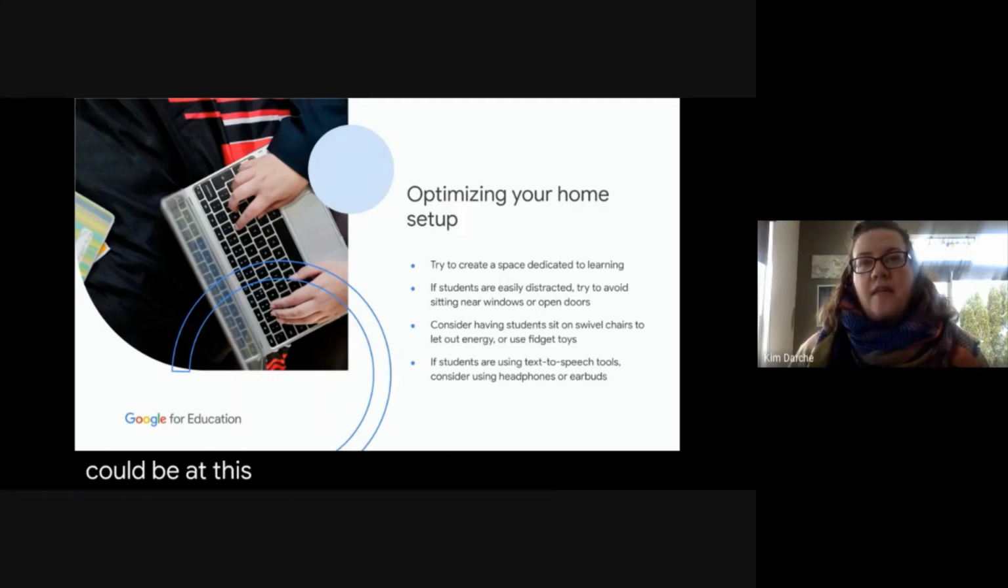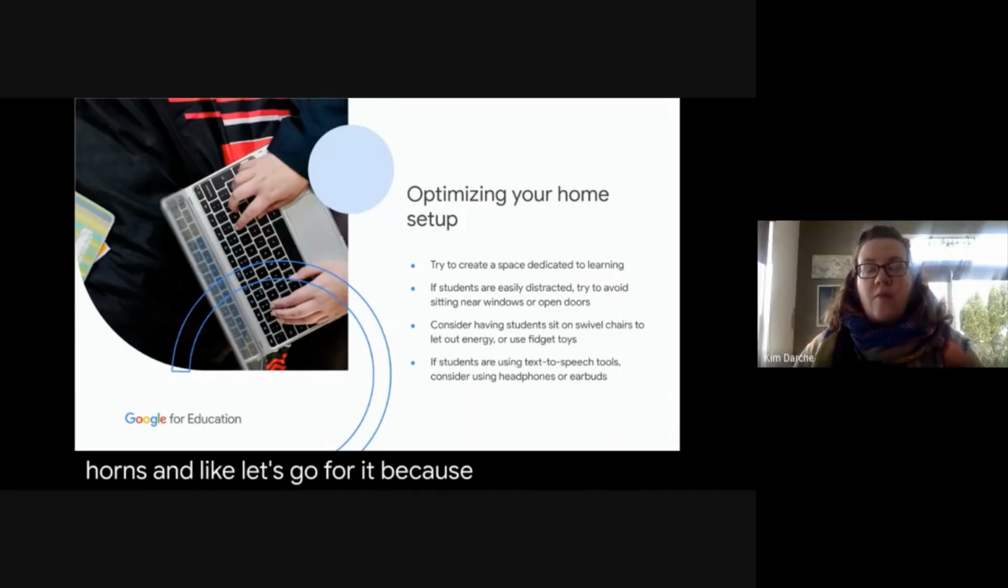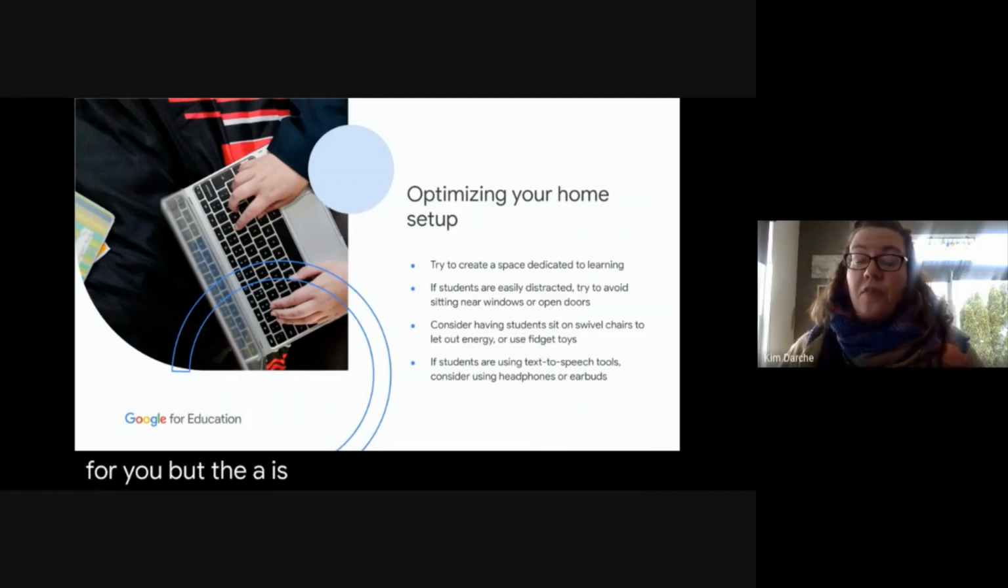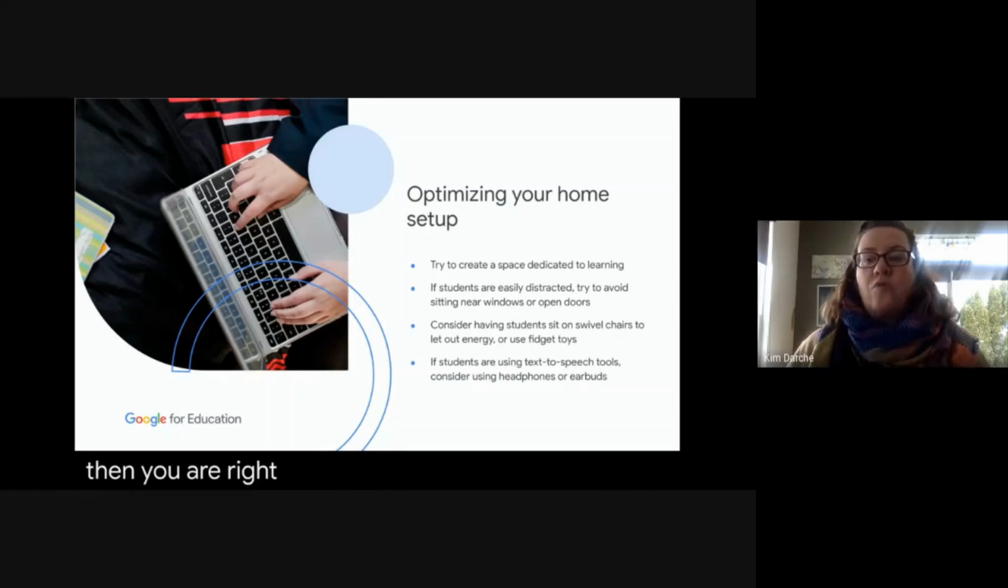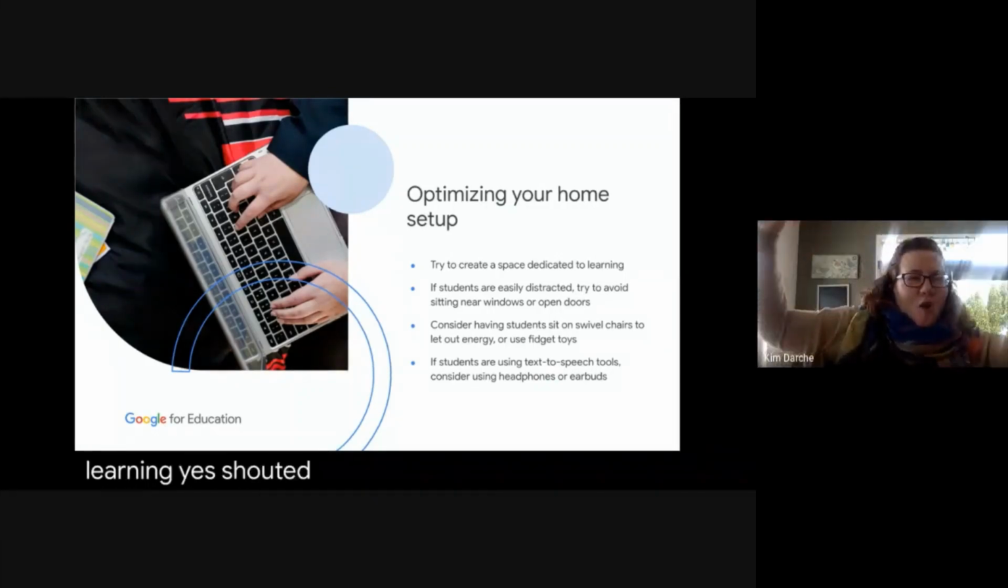And I go back to the ISTE standards about how you are an empowered learner. More than anything, we have to remind our kids, this is the time to take your own learning by the horns and go for it, because you have this incredible opportunity to better yourself. The A is not important anymore. The missing 2 points isn't important anymore. But you have to be better 8 weeks from today than you are right now. And that's how you'll know that you have been successful throughout this distance learning. Yes, shout it from the rooftops, Heather says.